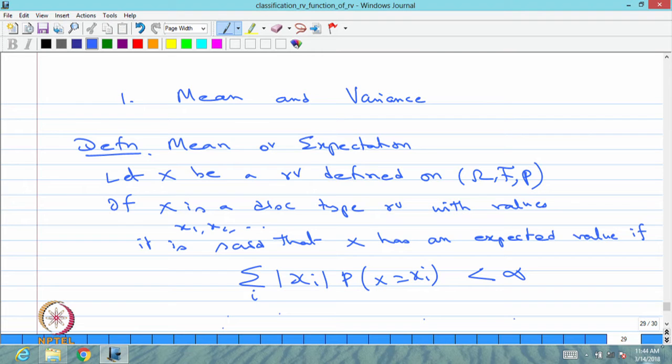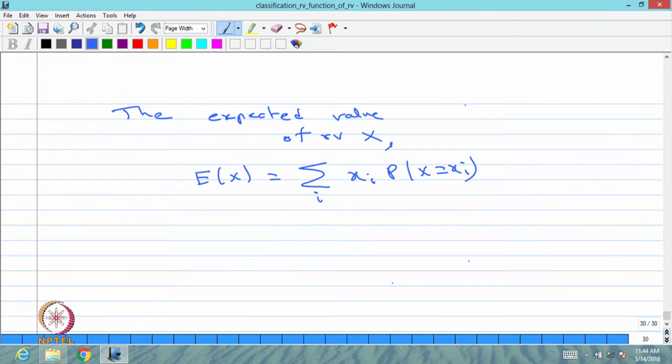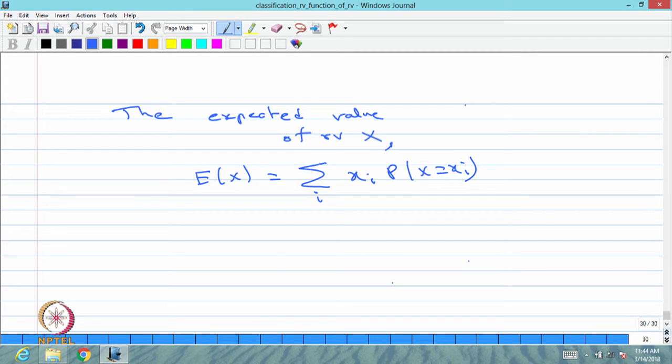Then without the absolute sense, the similar series, the summation of x_i with the probability p of x equal to x_i, that is going to be the expected value. If the series converges in the absolute sense, then it is going to converge here. So, we are using the calculus sequence convergence concept to conclude the expected value of a discrete random variable exists.